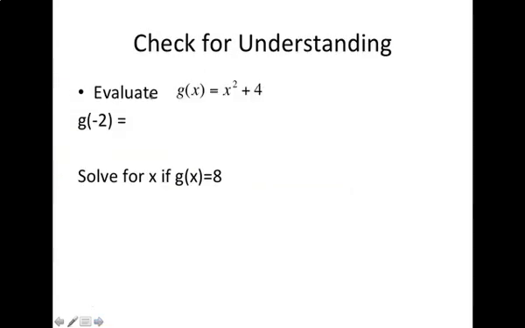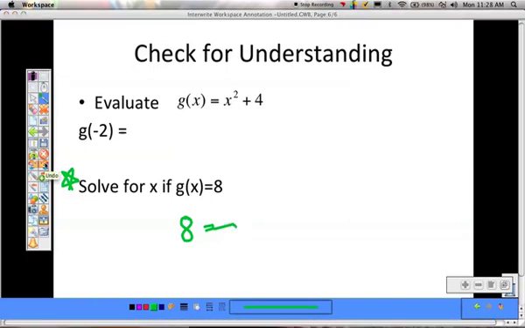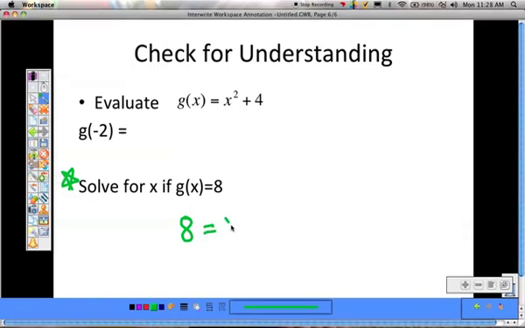There's one more type of problem. We can go back to this one, but here's the other type of problem. What if I don't tell you what to plug in for x, but I say solve for x? So if we use this same one right here, we have 8 equals x squared plus 4. This one we plug it in for g of x, not for x. So 8 equals x squared plus 4. Solve for x now.